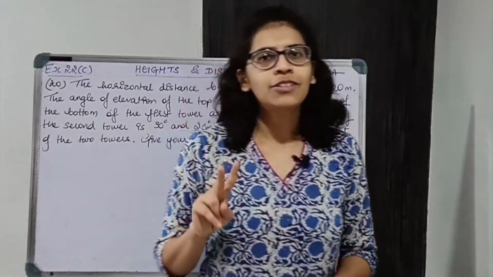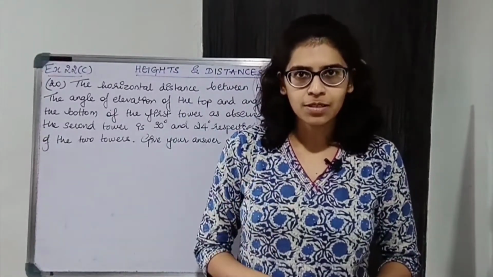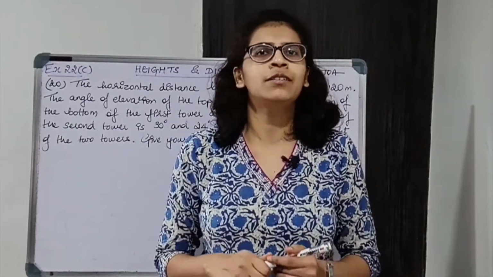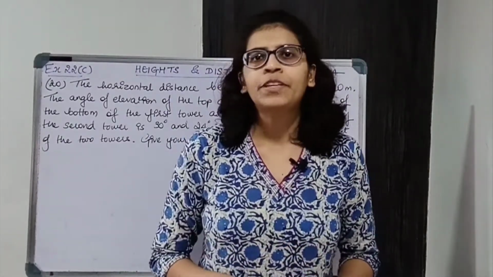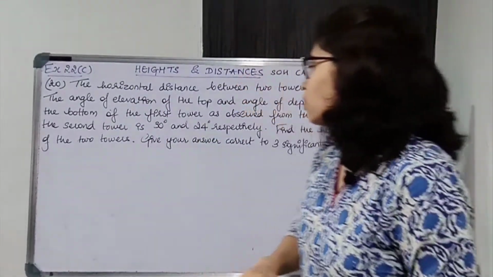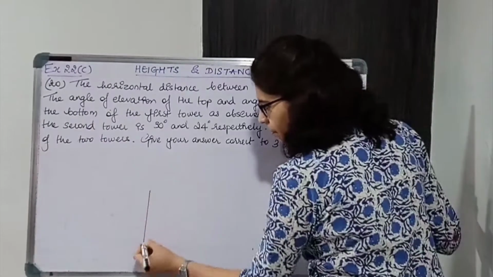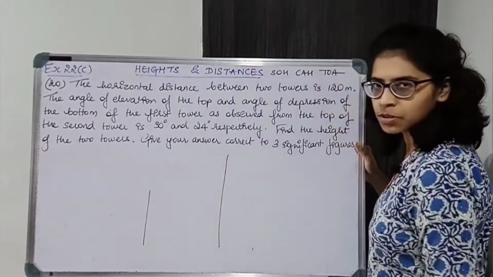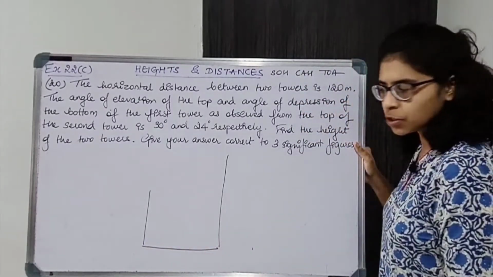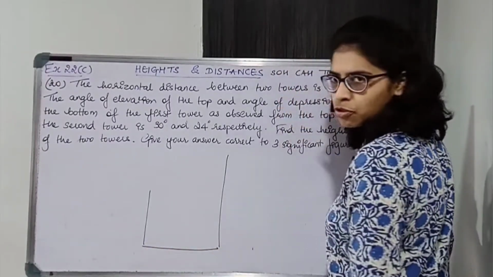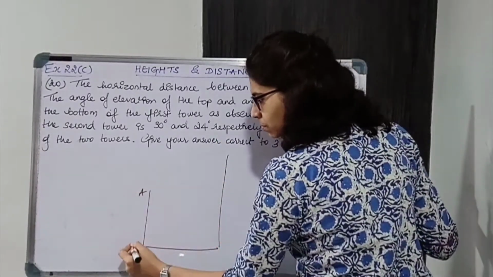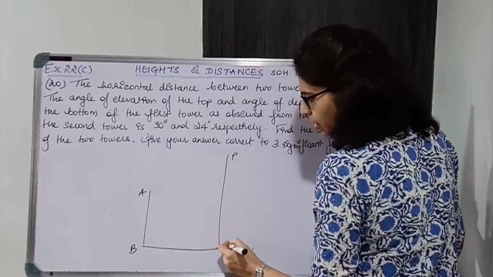There are two towers and we have to find the heights of these two towers. The heights of the two towers are not the same over here. One is a little shorter, one is a little taller. So which one is shorter, which one is taller? Let us see. Both the towers are of course standing on the ground, which is a horizontal surface. Let's name the towers. Let one be AB, let another be PQ.